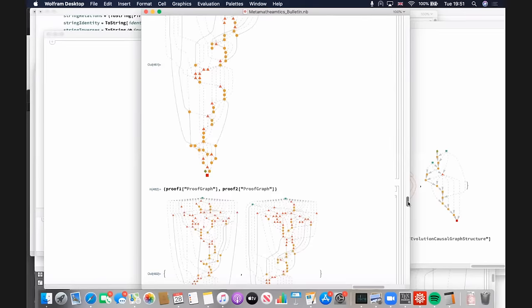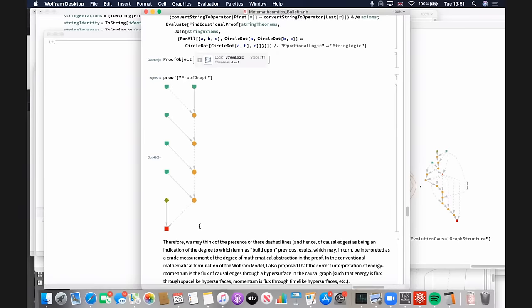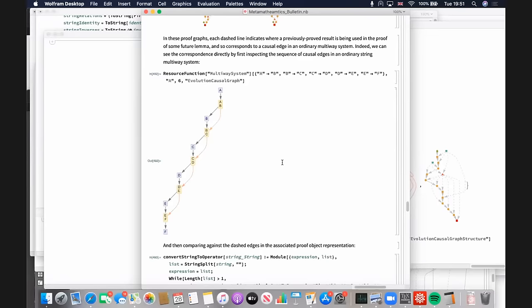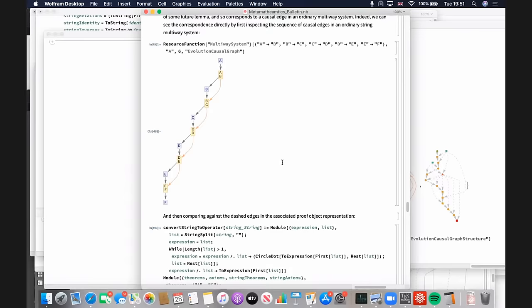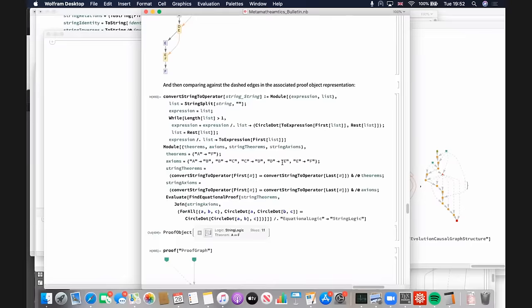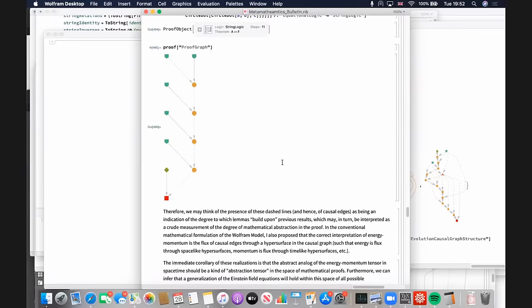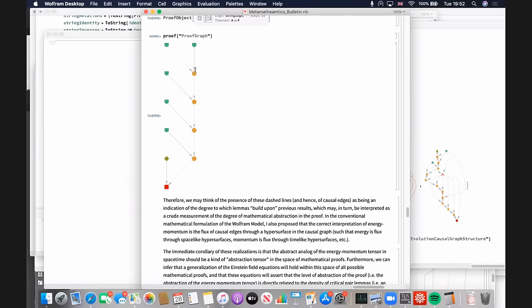I do have some examples somewhere of how you peel off individual proof paths from the multi-way system and how they correspond to the associated proof graphs and things. But it's kind of an obvious correspondence. Well, let me say, that's the multi-way graph, multi-way causal graph. I mean, that's an evolution states graph. Evolution causal graph, rather. Yes. Right. Okay. So now let's see how that peels off. So every causal edge becomes a dashed edge where you're using a particular construct in the proof of some future substitution lemma.